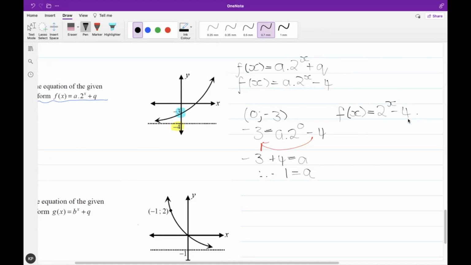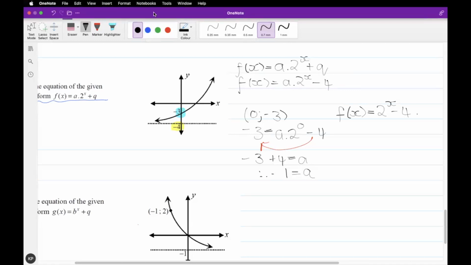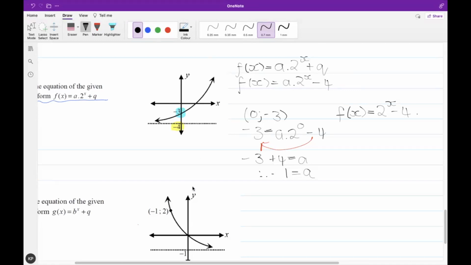How many of us got it correct? Anybody, somebody, everyone? Nice, Molebogeng and Desmarie. Beautiful, guys.